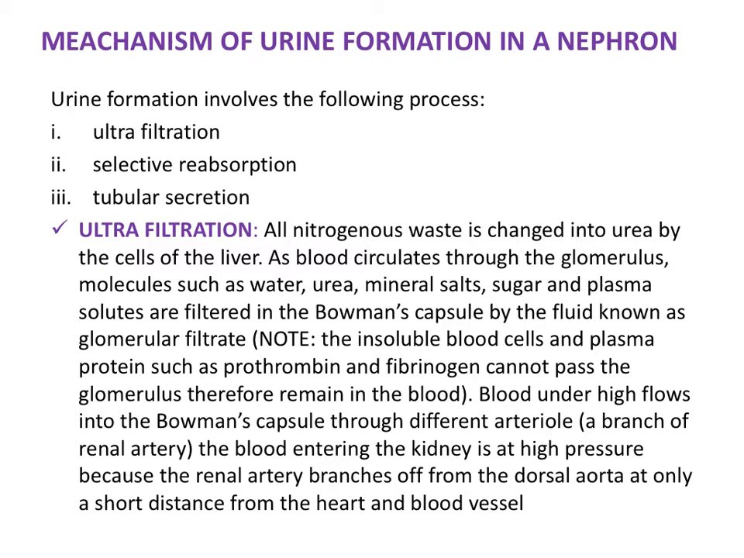So because the renal artery branches off from the dorsal aorta, which is a short distance from the heart, the blood reaching the kidney is at high pressure, and this enables the ultrafiltration that occurs in the glomerulus. So the high pressure of the blood enables better filtration of substances getting to the kidney through the blood.